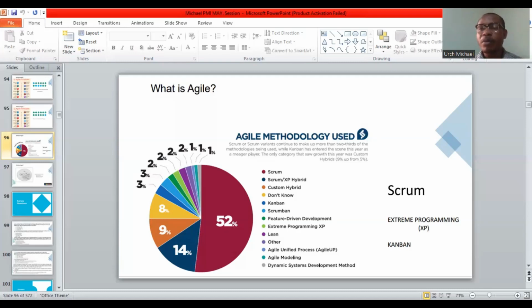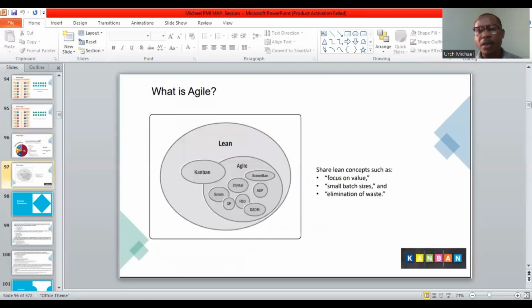You have a mindset. You want to make sure that you develop things, that you give credence to working software instead of bulky documentation and all that. So you put all this into consideration, you go into studies, and you figure out. At the end of everything, all these methodologies came up. All these methodologies, Scrum, XP hybrid, custom hybrid, DSDM, Kanban, Scrumban, and the rest of them, are methodologies that would help us to achieve the agile mindset.